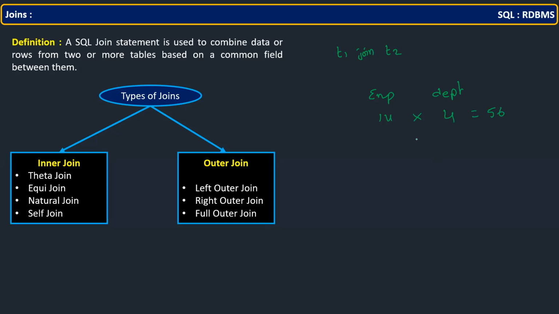How that data came is row 1, row 2, row 3 from the EMP table, and here row 1, row 2, for example, you have. How this 56 came is this row combining with this row, combining with this. Same thing, this row combined with this row, combined with this. So you can see how many joins happen. 3 into 2, 6. Here 3 rows, here 2 rows, total 6 rows. Same thing here also. Observe that.